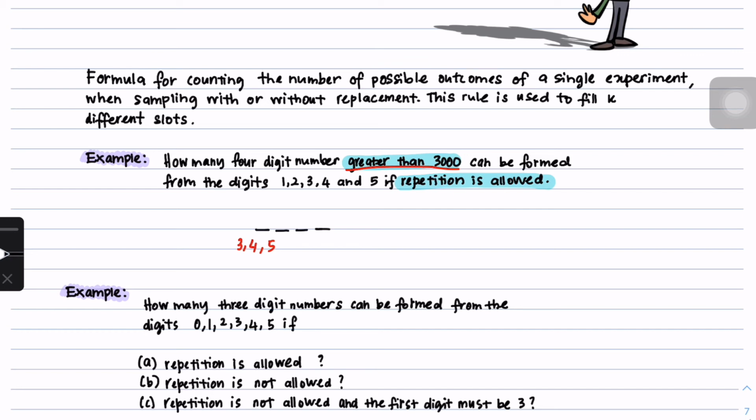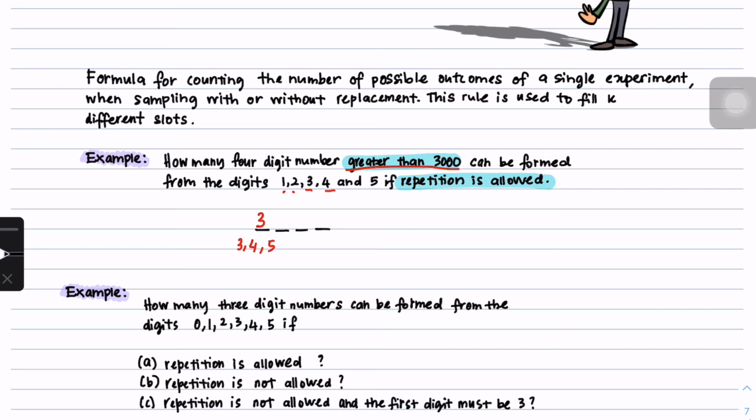Sebab syarat dia mesti besar daripada 3000. So, we cannot put 1, we cannot put 2. We only can put either 3, 4 or 5. Okay, so sekarang untuk number yang pertama ni kita cuma ada 3 sahaja pilihan.